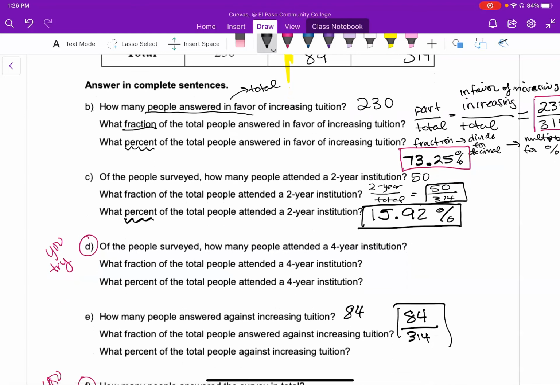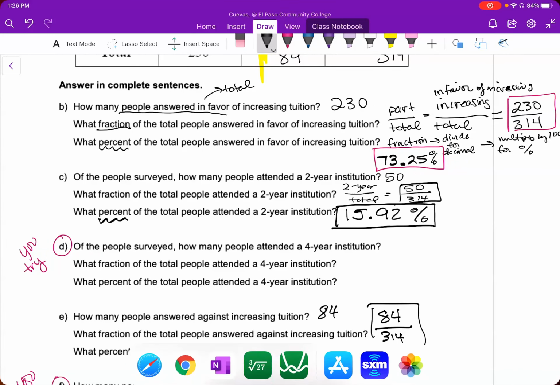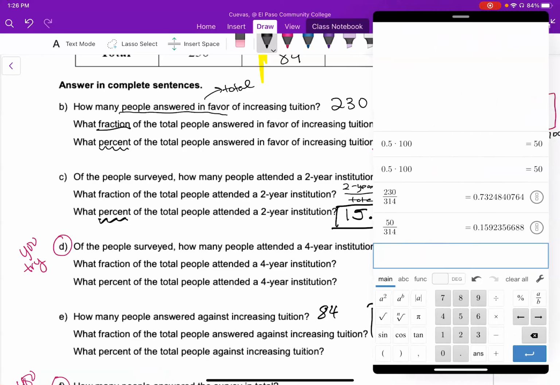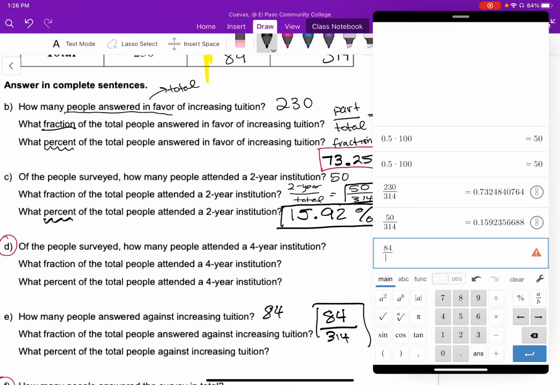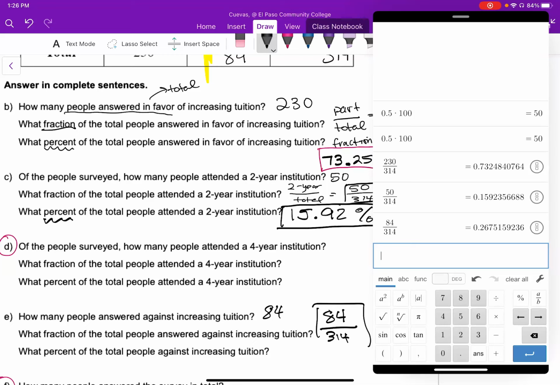And our last one's going to be what percent of the total people are against increasing tuition? So we're going to take our number and this is going to give us 26. Remember, this is a percent. So 2 places, 75. The last number is a 1 here, so that would not make me go up. So I have 26.75.